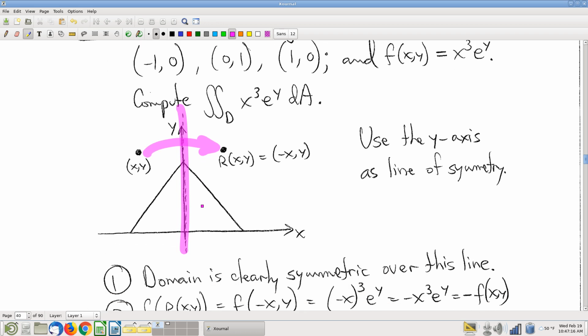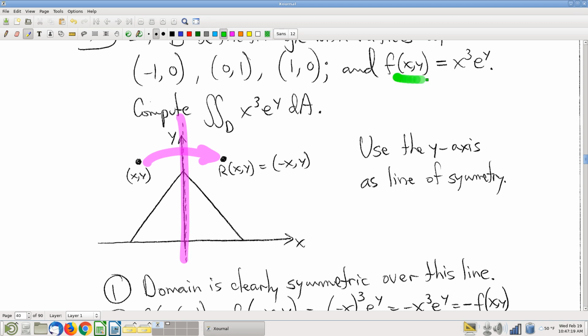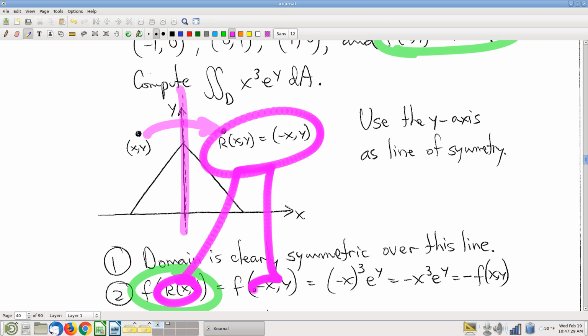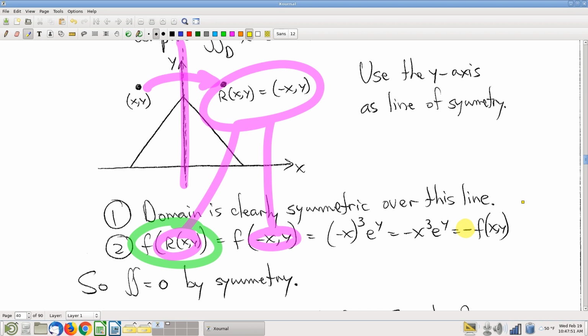Right? So we've got to take our function here, and we've got to plug in, the usual deal. We've got to plug in the reflection into our original function and go through the algebra, and sure enough, as we were hoping, we get that needed minus sign. This function does have odd symmetry. The domain clearly has this symmetry, and spike the football. Integral 0 by symmetry. And notice all the needed details are there.